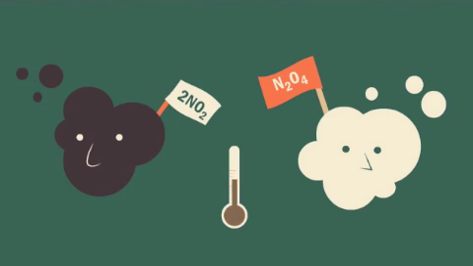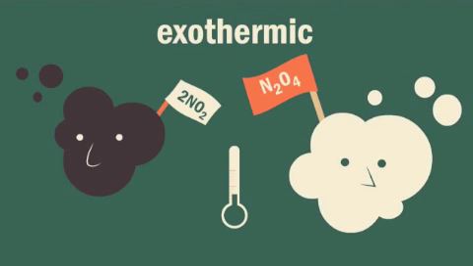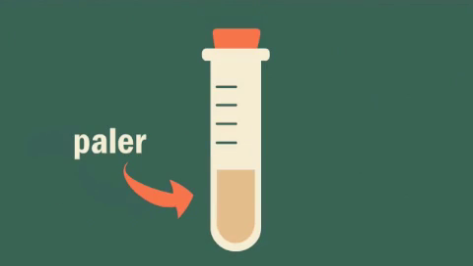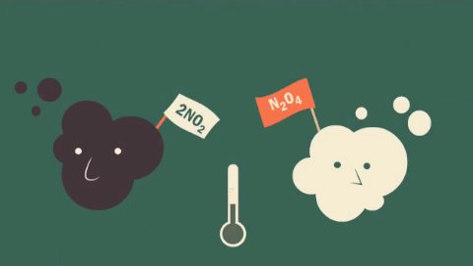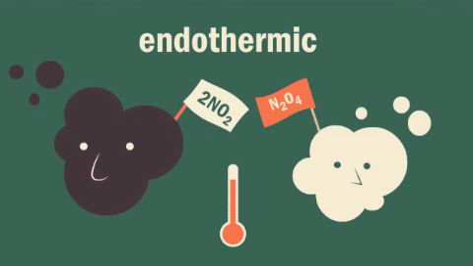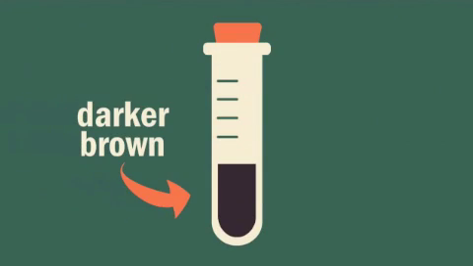A decrease in temperature favors the exothermic reaction, so more dinitrogen tetroxide is produced. Since it is a colorless gas, the mixture should appear paler. An increase in temperature favors the endothermic reaction, so more nitrogen dioxide is produced. The mixture should therefore appear darker brown.